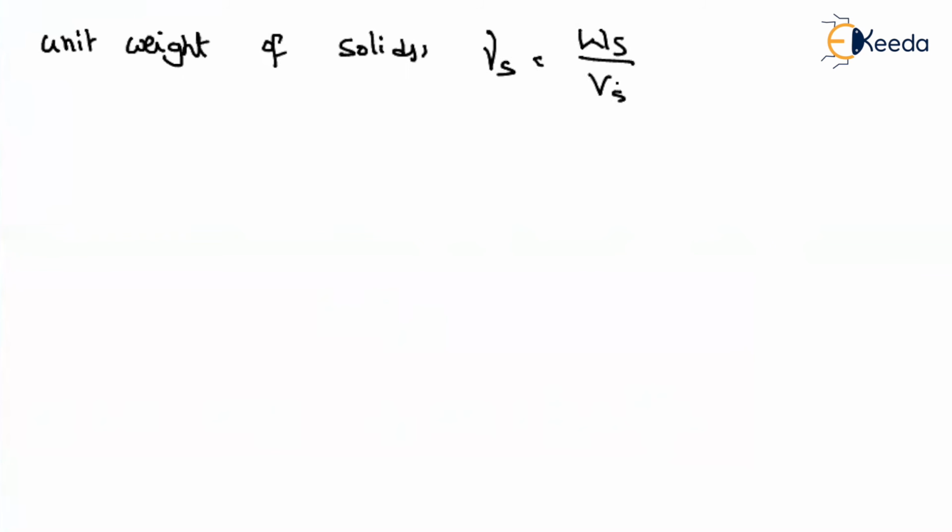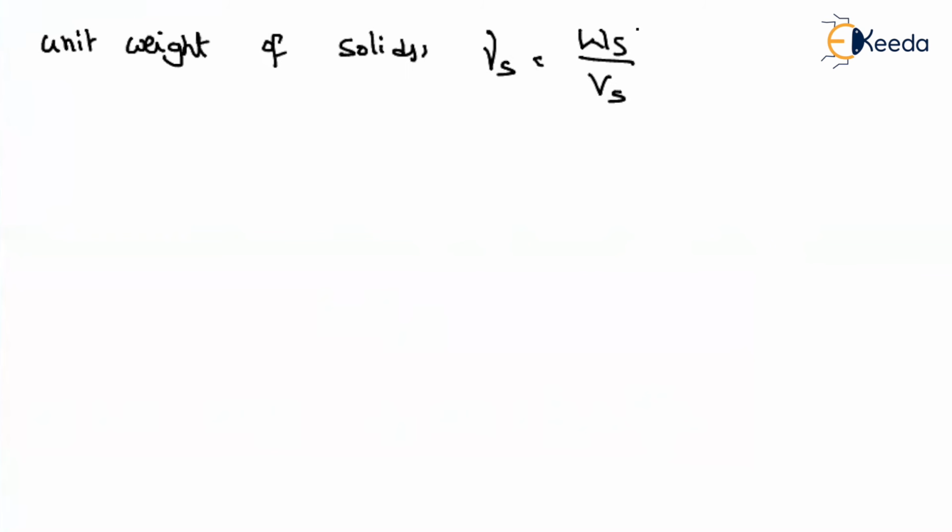Next, unit weight of solids. This is represented with gamma subscript s. In the soil sample, solids will be present. What is the weight of the solids with respect to the volume of the solids? So that is the weight of the solids divided by the volume of the solids. As you can observe, whether it is the saturated, dry, or bulk unit weight, those three values we have discussed with respect to the entire volume of the soil sample.